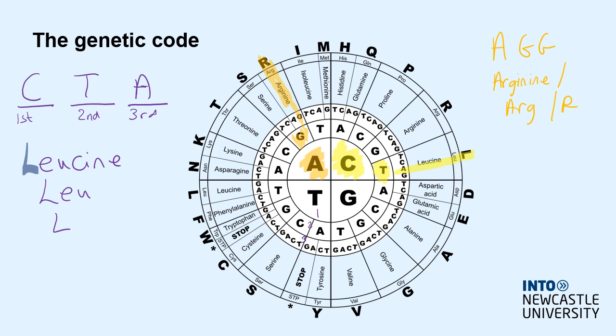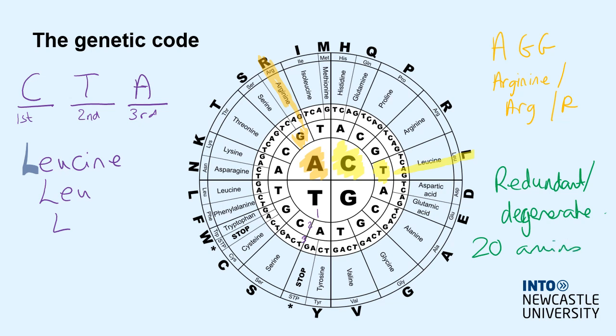The code is described as being redundant, or you can use the term degenerate. Now what this means is we said there was 20 amino acids, and using the codon system there's 64 combinations. So basically we've got some spare, some extra codons. So many amino acids are coded for by a number of different codons.